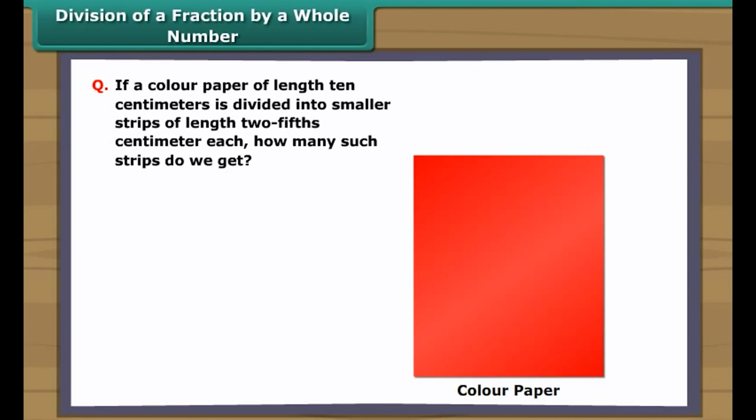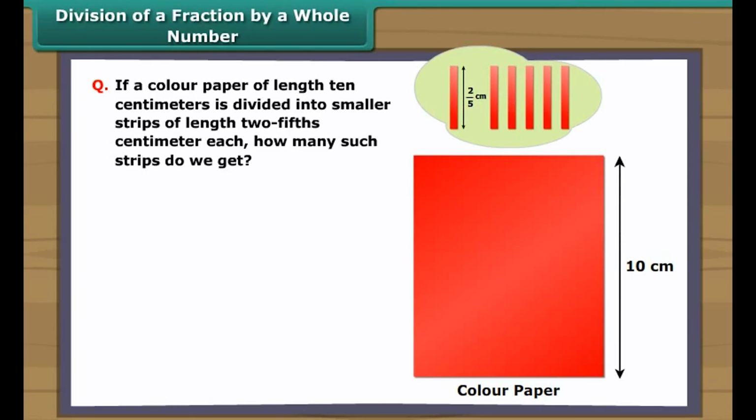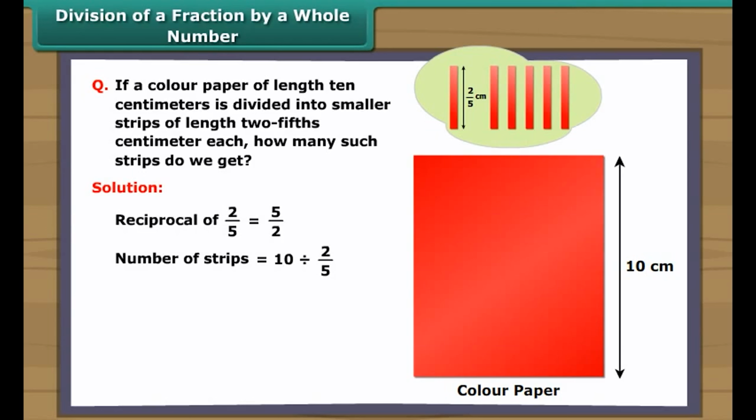Division of a whole number by a fraction. Let us practice a problem now. If a color paper of length 10 centimeters is divided into smaller strips of length 2/5 centimeter each, how many such strips do we get? The reciprocal of 2/5 is 5/2. So 10 divided by 2/5 is equal to 10 multiplied by 5/2. This gives 50/2. Simplifying the fraction, we get 25. Thus, to divide a whole number by any fraction, multiply that whole number by the reciprocal of that fraction.